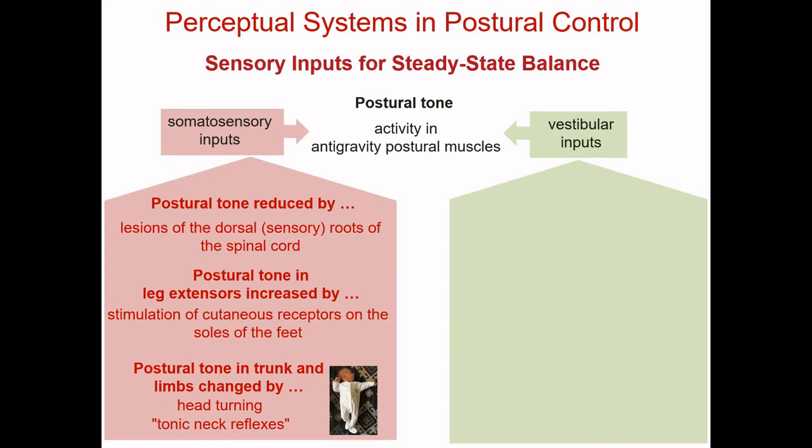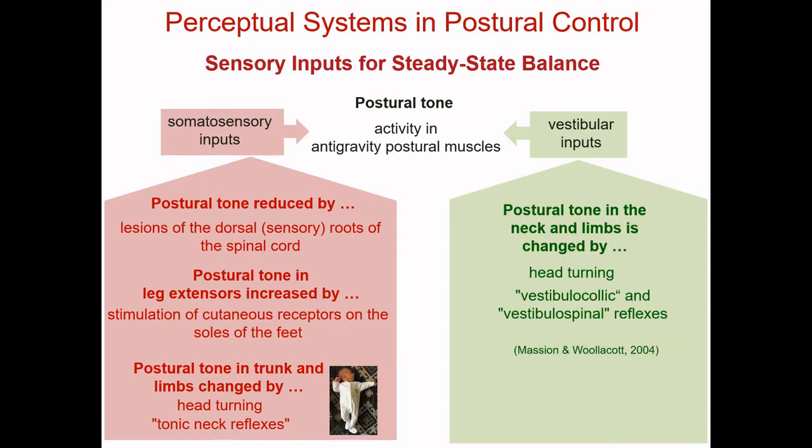The vestibular organs of the inner ear detect information about head motion. Postural tone in the neck and limbs is changed by head turning. This time, the input is based upon information about head motion that's detected by the vestibular rather than the somatosensory system. Examples of this are the vestibulocollic and vestibulospinal reflexes.